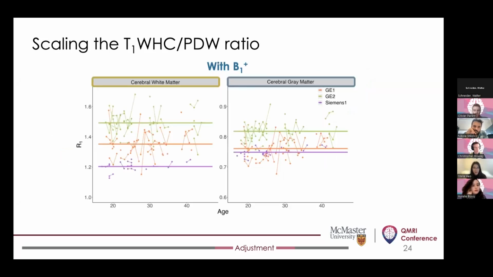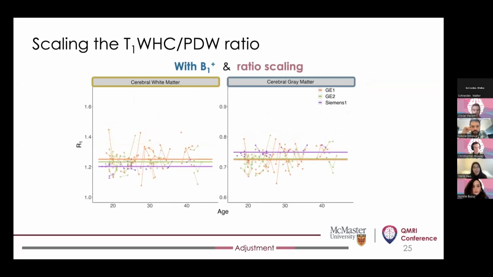So here, just as a reminder, we have the R1 ROI plots we saw before with the B1 plus field map incorporated in our computation. So again, the site offset is present here, but when we do apply the ratio scaling, we can see that the site differences do decrease considerably, and the data points are a lot closer to one another between sites, but there are still some site differences that we observe.